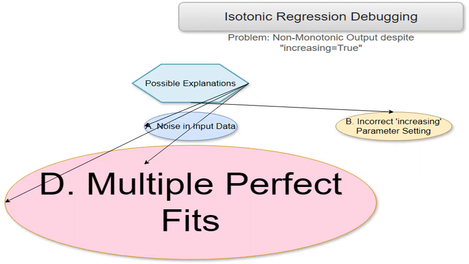There could be multiple ways to perfectly fit the data while maintaining monotonicity, and the algorithm might not have picked the strictly increasing one. It's like having multiple correct answers. My algorithm has chosen one that's not perfectly monotonic. The algorithm's internal workings affect the choice.